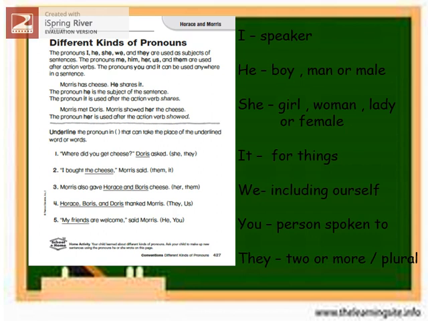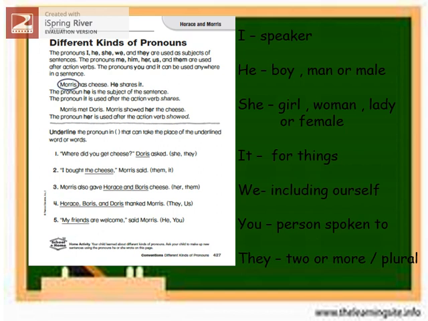Different kinds of pronouns. The pronouns I, he, she, we, and they are used as subjects of sentences. The pronouns me, him, her, us, and them are used after action verbs. The pronouns you and it can be used anywhere in a sentence.